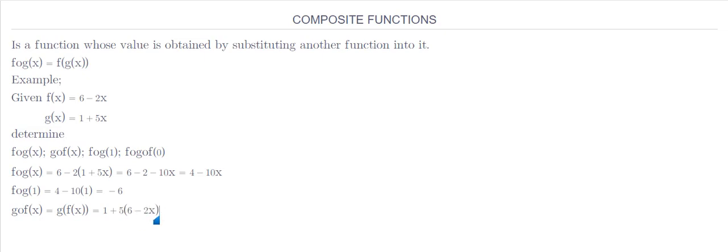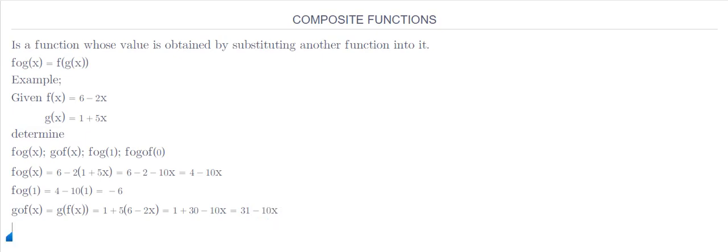So that is going to be giving us g of f of x, and that is going to be equivalent to 1 plus 30 minus 10x. So when you solve that out, it is going to be 31 minus 10x.